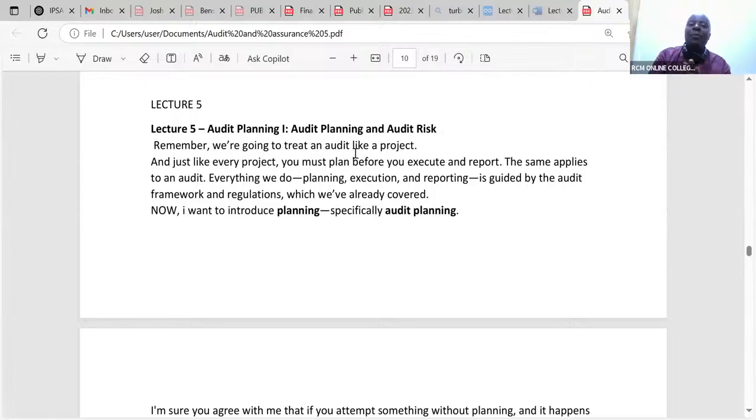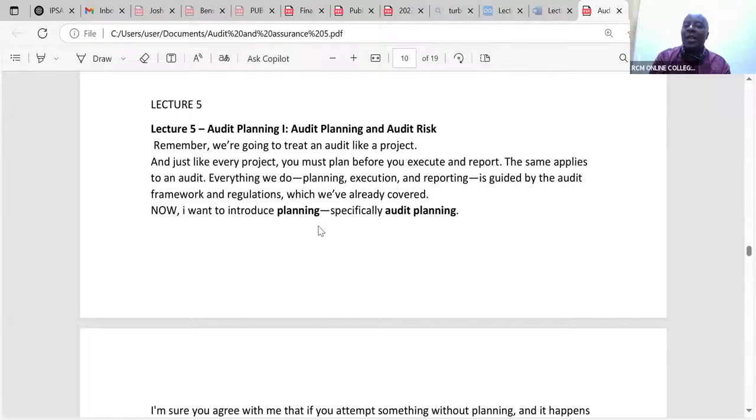So remember, we are always going to treat an audit like any project. And just like every project, you must plan before you execute and report. The same applies to an audit. Everything we do, planning, execution, and reporting, is guided by the audit framework and regulations, which we have already covered in the very first 4 lectures.